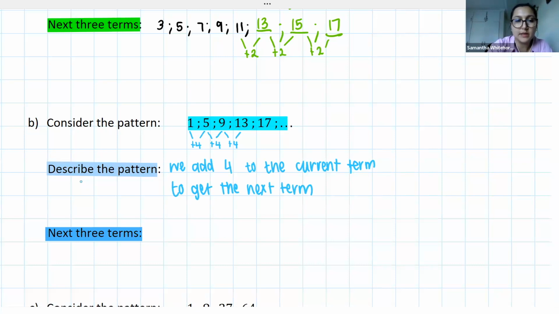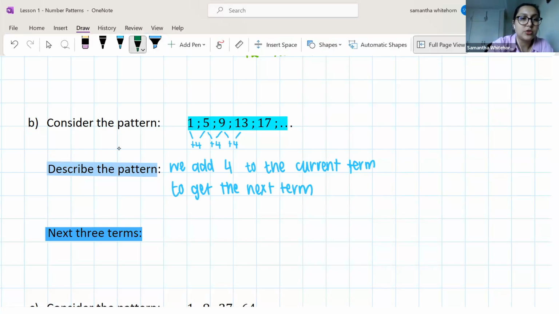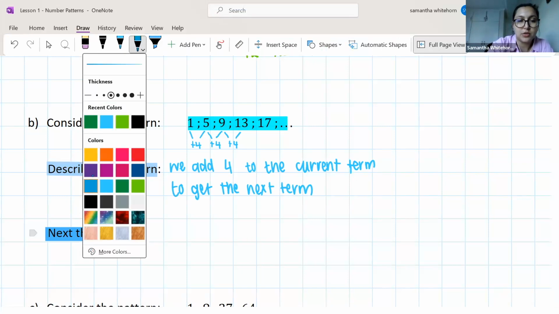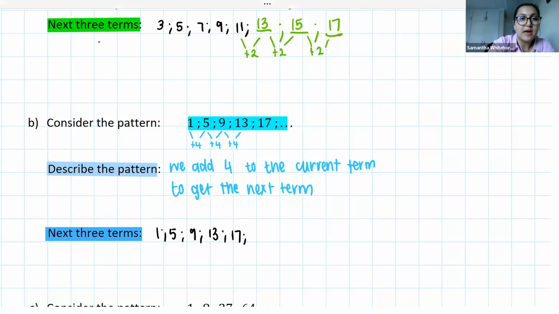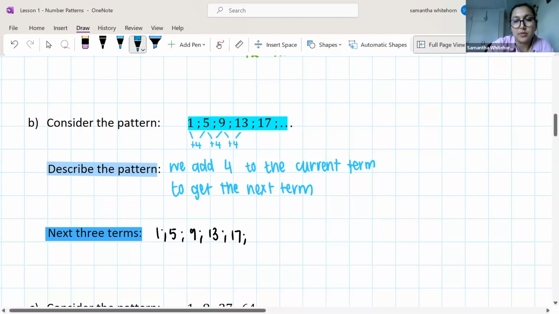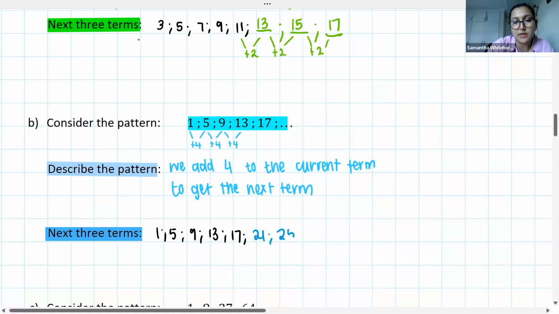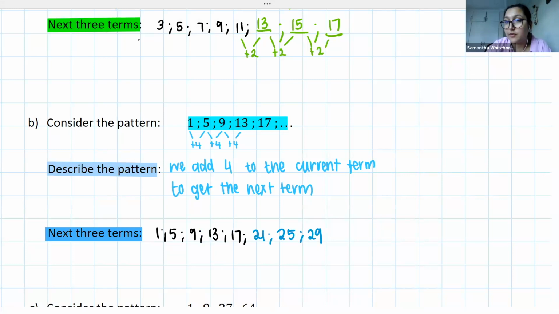Okay, so nice and easy, nothing too tricky there. The next question asks us to give the next three terms. So also nice and easy. I've already given you the first 5 all the way up to 17. But now we can just keep adding 4 in order to get our next term. So we would get 21, 25, 29. Now that's it. I haven't asked you for any more than that. So you just give me the next three.